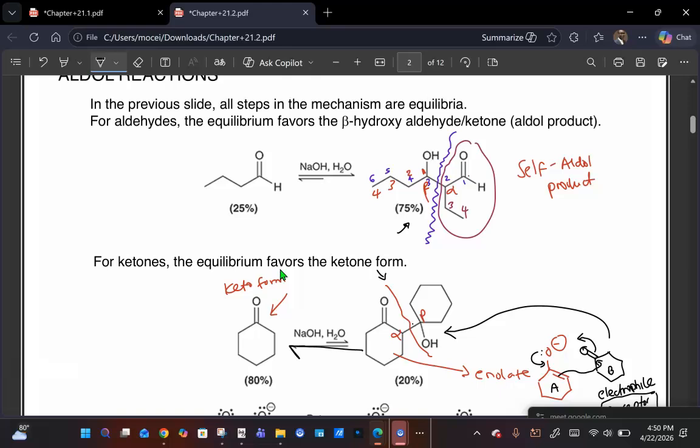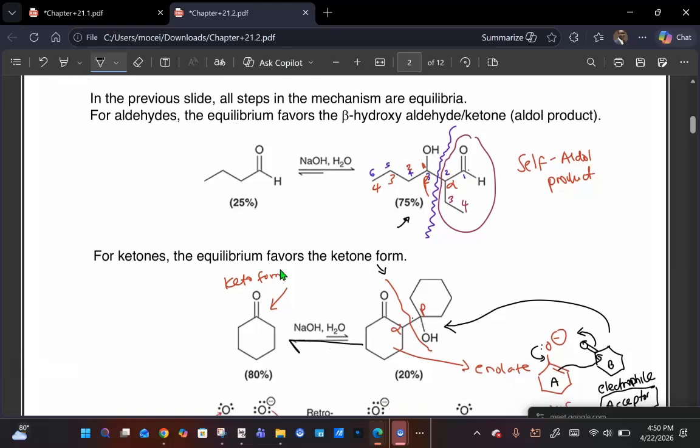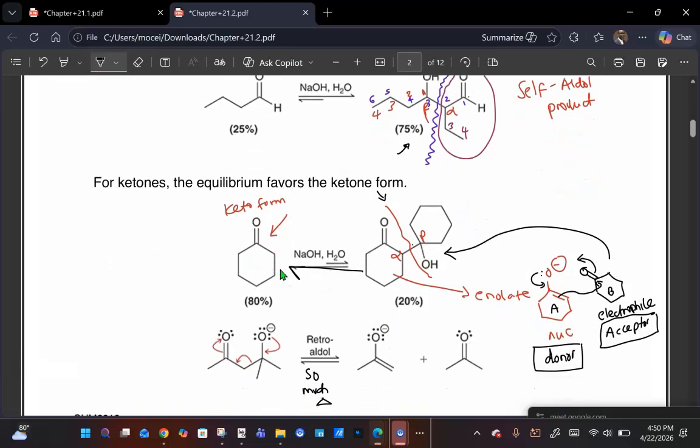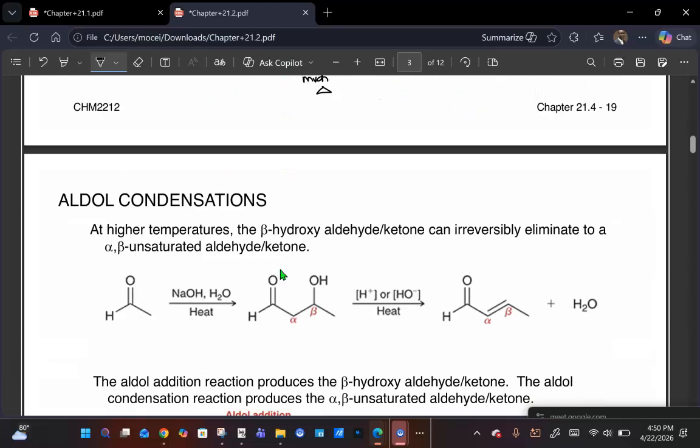Ketones, there's just structural issues. The OH will be out of line to make hydrogen bonding. Yeah, it's all about crowding, I should say. And also aldehydes are more reactive anyway.